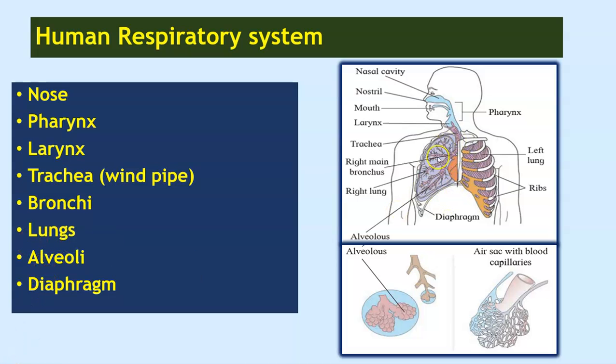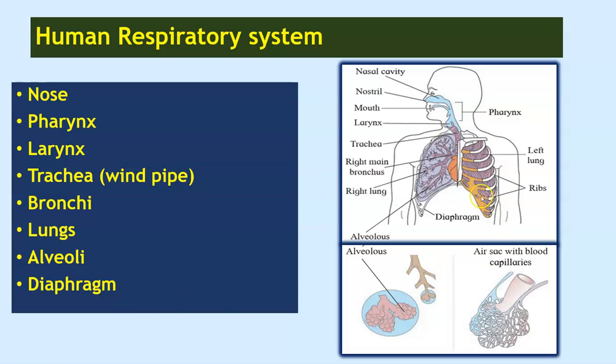Next part are your lungs. These are your pair of lungs. This is the right lung and this is the left lung we have. Then we have the alveoli. Each alveolus is a grape-like structure, which are your air sacs. And then we have the diaphragm. This here is your diaphragm. It is a muscular septum that separates the thoracic and abdominal cavity. It is dome shaped and on contraction it becomes flattened.